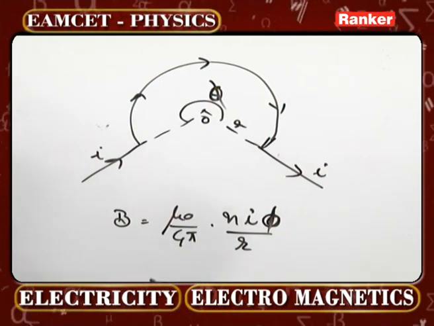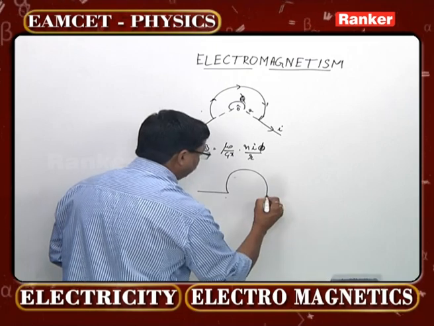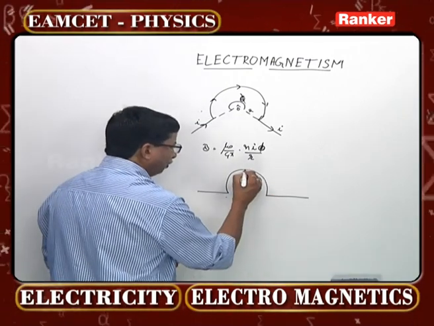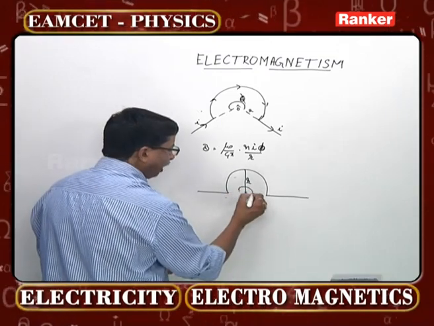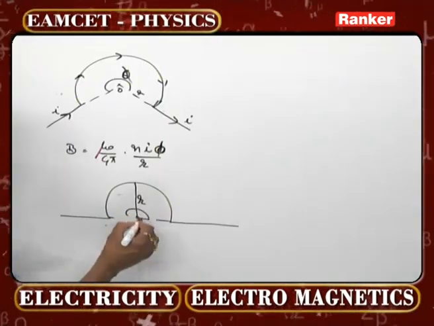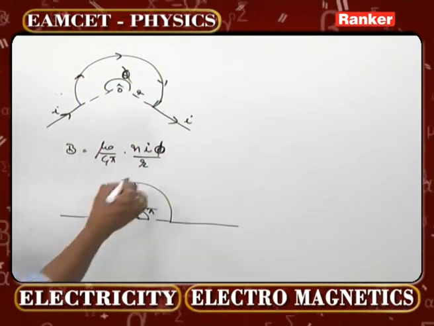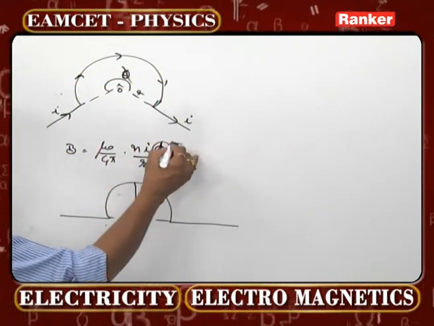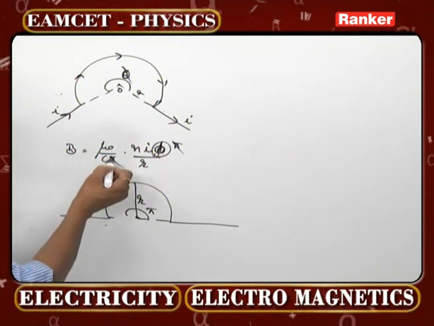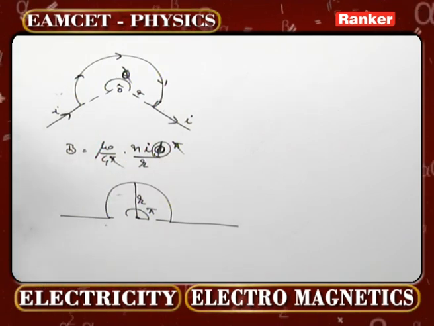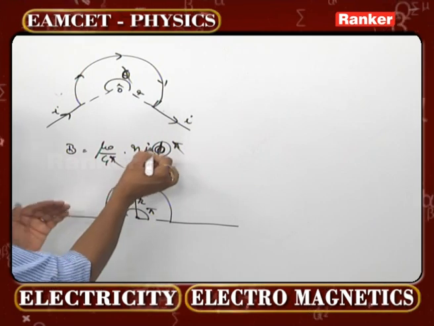NI phi by R. That means what you people can write, in this particular case, it is a semicircle. Now, you can definitely understand this radius is R. What is this angle now it is making? That is 180 degrees. That means pi you can take up. Now, look at this one. If you take pi, that pi and this pi get cancelled. What is now left over? Mu naught by 4 into I by R. Right? That is of course mu naught by 4 into NI by R.